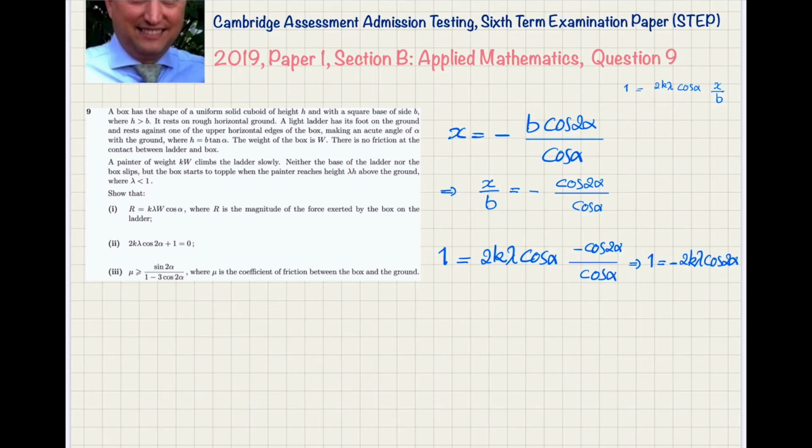And then I move this one to the left hand side, and then I get the same expression that I wanted to get. So this becomes 2k lambda cosine 2 alpha plus 1 is equal to 0. So that is the relation that I was looking for here. Okay, so that also proves the second relation.